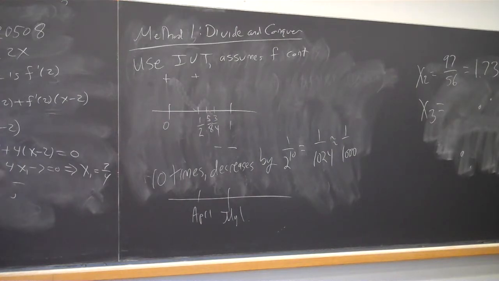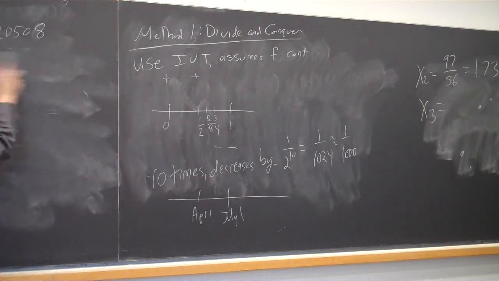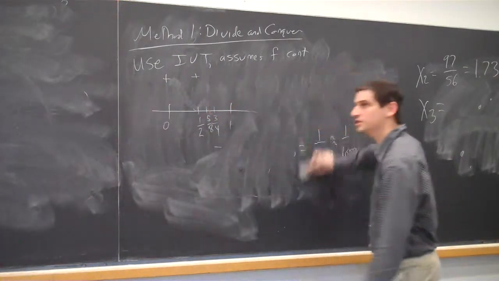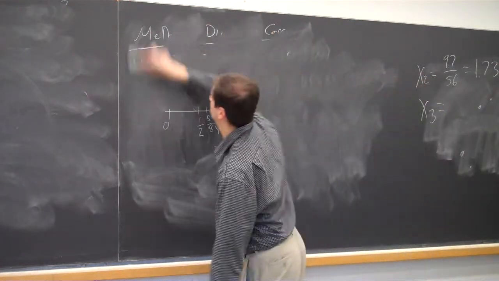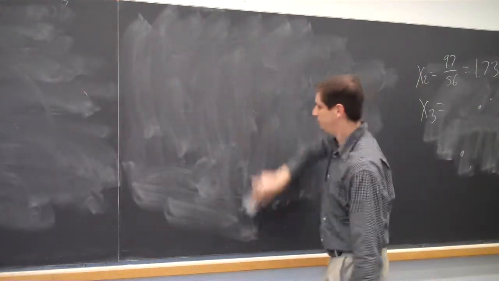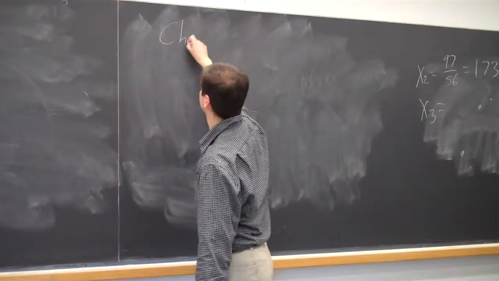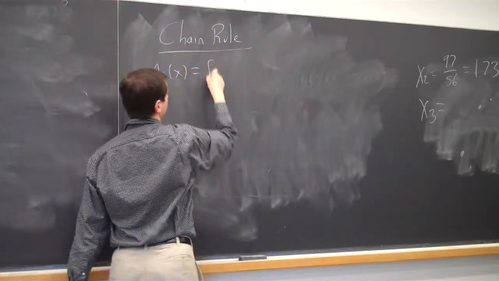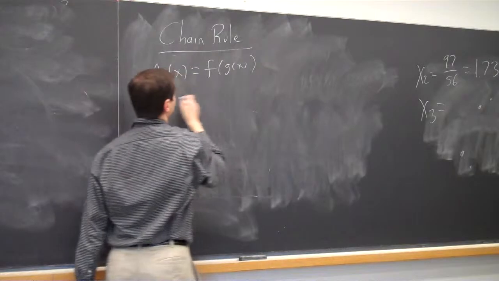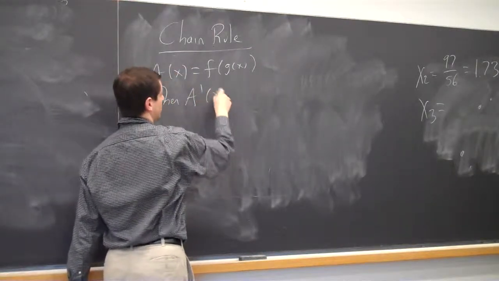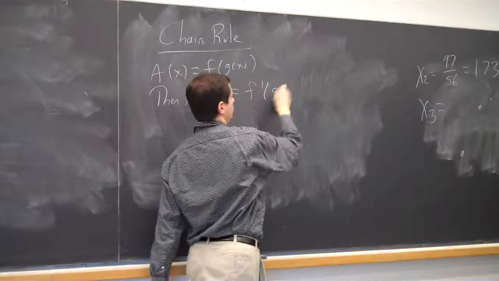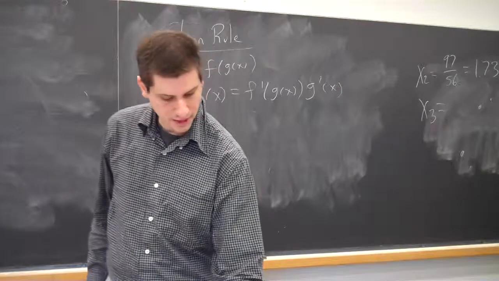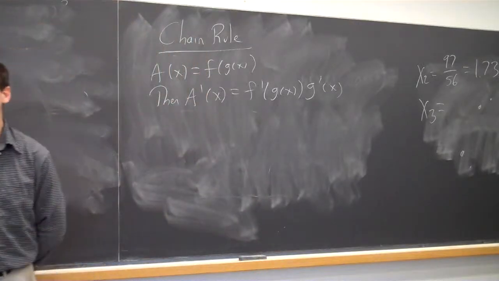We have a few minutes left, and so what I want to do is use the remaining time as a way to introduce the chain rule. So the chain rule is, I think, the worst of all the different rules from calculus to remember. Okay, so chain rule. Let a of x equal f of g of x. Then a prime of x is f prime of g of x times g prime of x. This is probably the rule people get wrong the most.